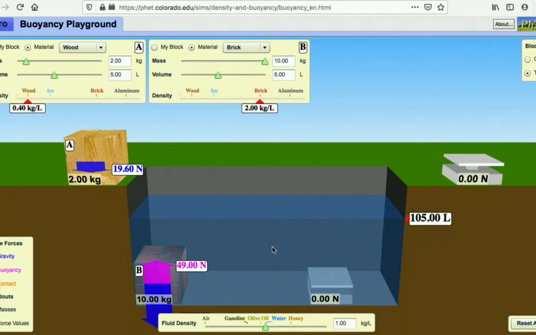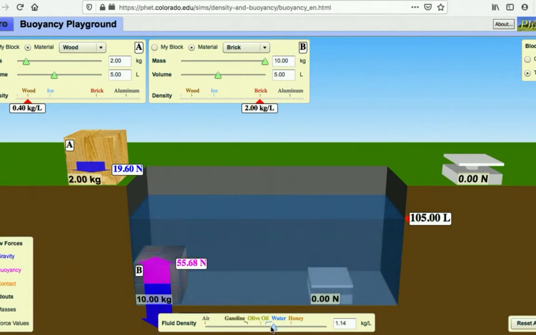So what is going to happen if we change the material, the fluid? The volume of the fluid that's displaced should be the same, right? So instead of water, let's make it more dense. Let's make it honey. And what do we expect to happen? Do we expect the buoyancy force on this object to change? So I'm going to make it honey.